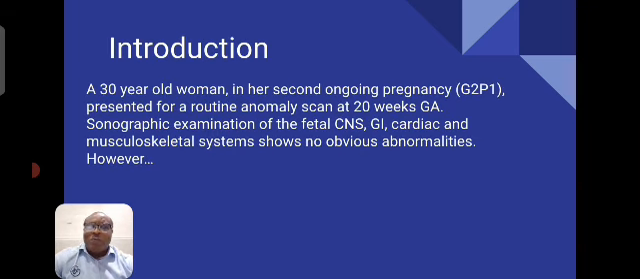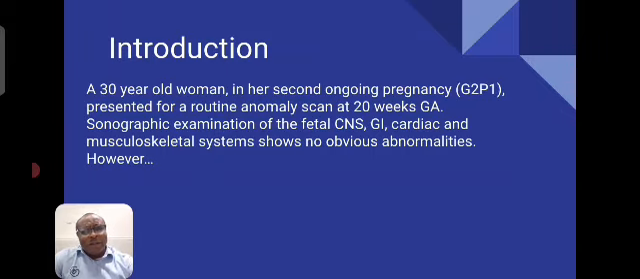A 30-year-old woman in her second ongoing pregnancy, gravida 2-1, presented for a routine anomaly scan at 20 weeks GA. Sonographic examination of the fetal central nervous system, gastrointestinal system, cardiac and musculoskeletal systems showed no obvious abnormalities.